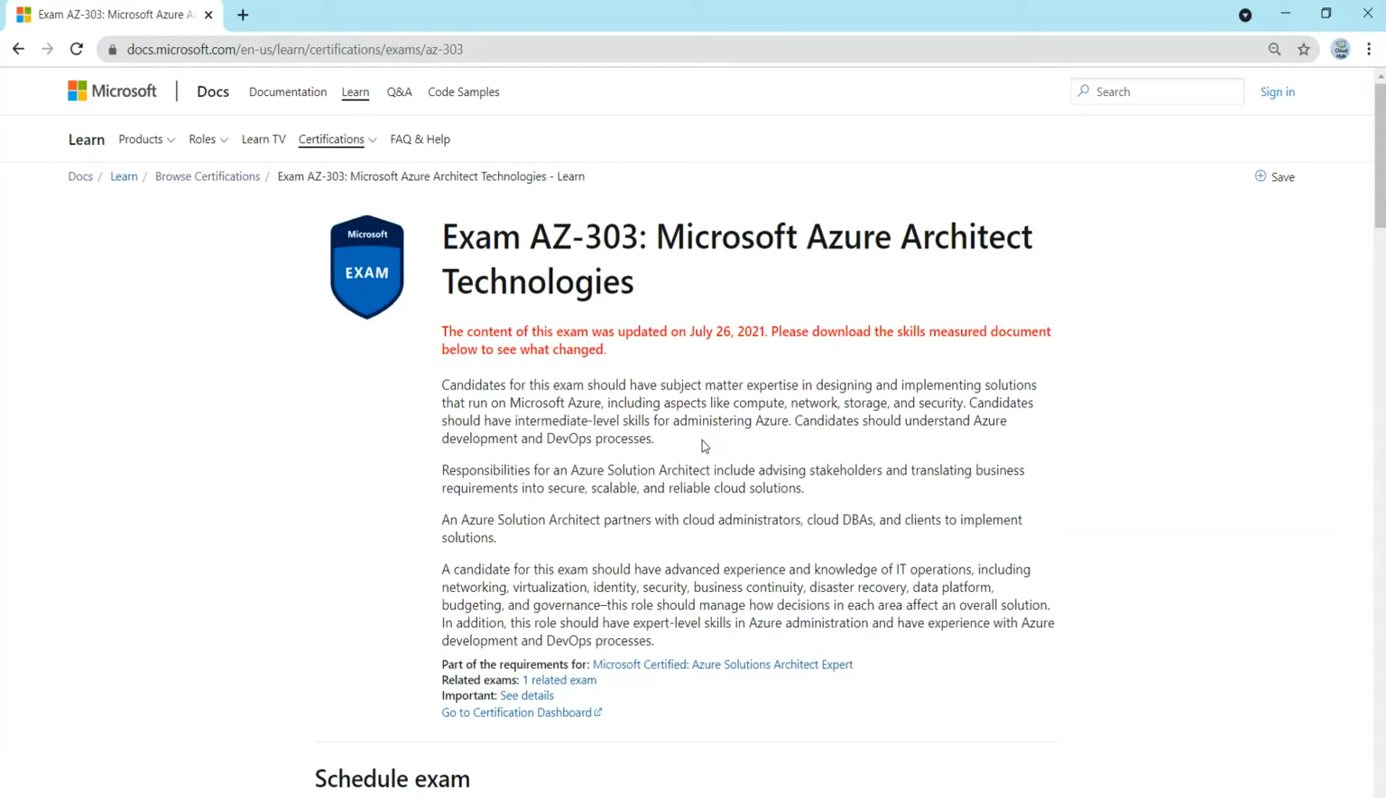So it says a candidate for this exam should have subject matter expertise in designing and implementing solutions that run on Microsoft Azure, including aspects like compute, network, storage, and security. Candidates should understand Azure development and DevOps process as well. This is the reason why I'm suggesting you have a good amount of hands-on experience, so that will help you to clear the exams in an easy way.